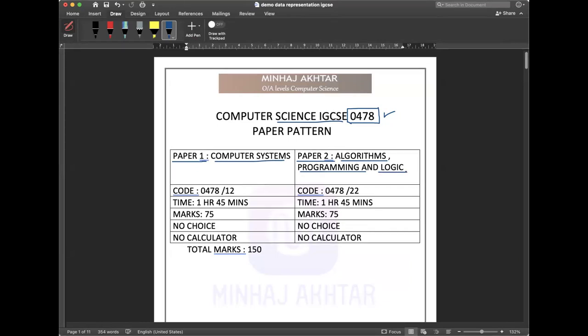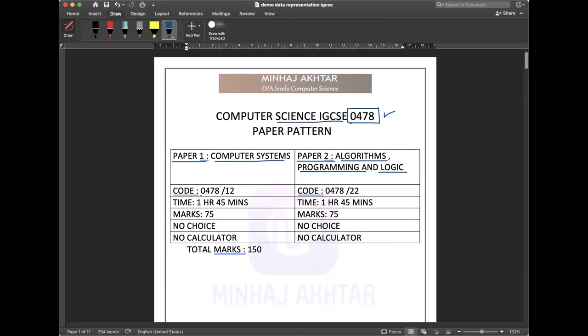You don't need to write anything. I will give you the time to write everything. So you just need to focus on the screen. Don't write anything. So we have two papers. Computer systems is paper one, and paper two is algorithms, programming, and logic. So in computer systems, paper one, we have a code.